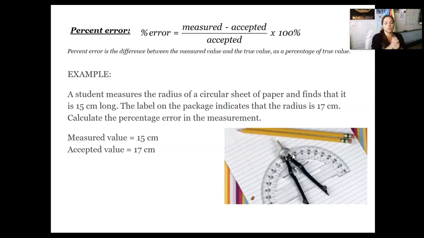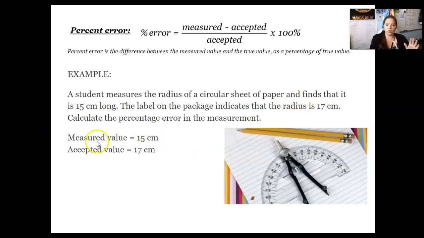So a student measures, we're going to do an example. A student measures a radius of a circular sheet of paper and finds that its radius is 15 centimeters long. However, the label on the package says that the radius is 17 centimeters long. Calculate the percentage error in that measurement. We're going to take it step by step.